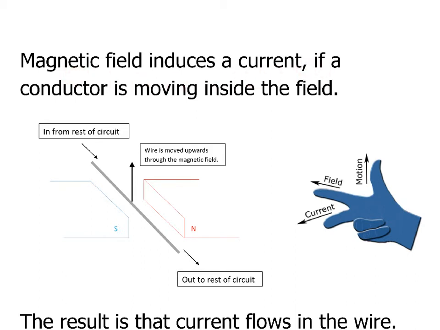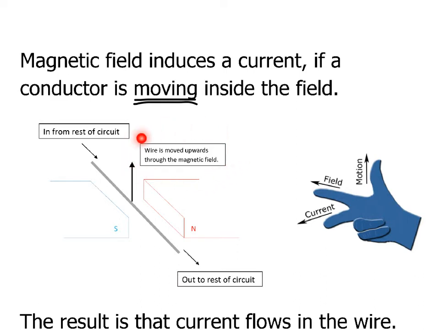Magnetic field can induce a current if the conductor is moving inside the field. And additionally, it has to be part of a complete circuit. So it will not induce a current in just a piece of wire that's not connected to anything. The wire has to be in a circuit. So that's why I've got a mark here, in from the rest of the circuit, out to the rest of the circuit. We just didn't draw it in this particular case.